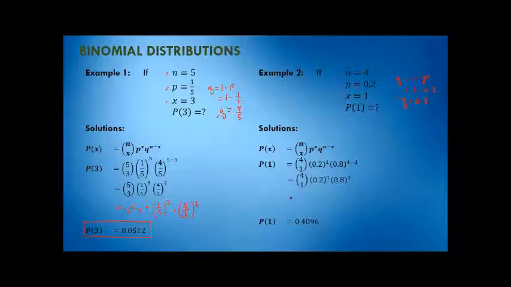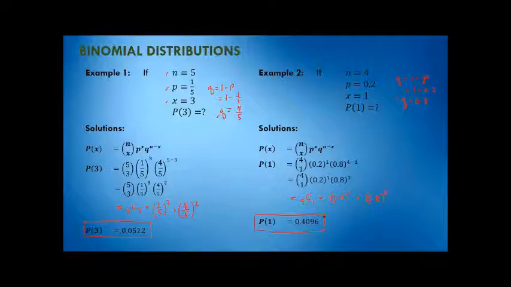Now, if we're going to use the calculator, i-input natin to. Combination of 4 taken 1 at a time times 0.2, which is 0.2 din pag naka-raise sa 1, times 0.8 raised to 3. So, the answer for that is 0.4096. This is the probability of getting 1 success.